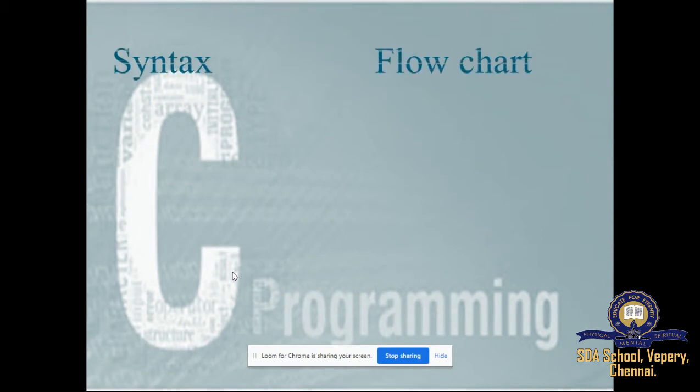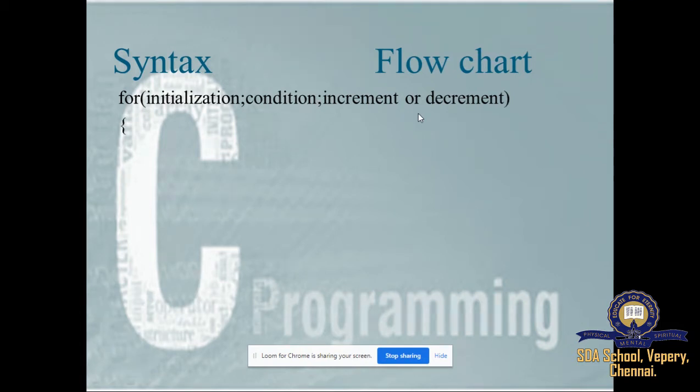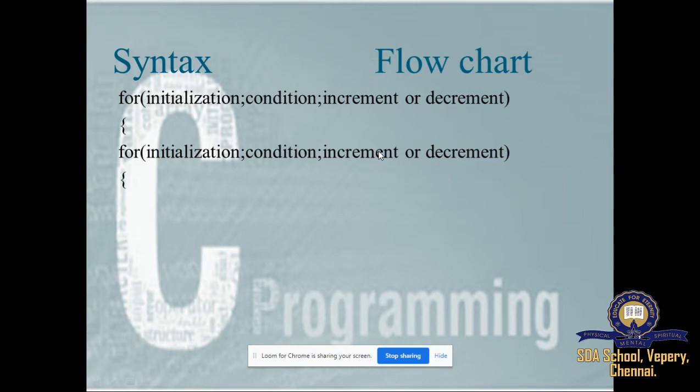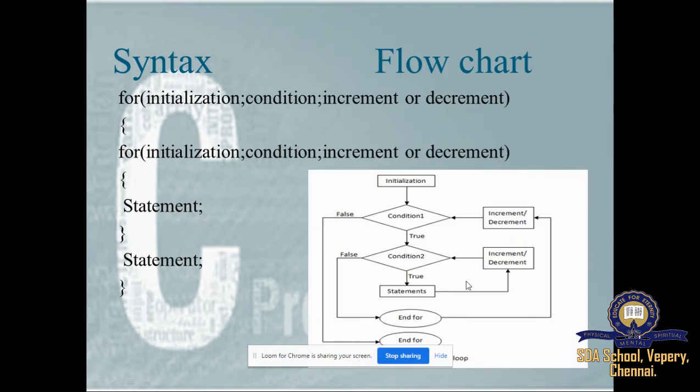So look at the syntax. A for loop has initialization, condition, and increment, decrement. Again, you have another for loop within it. This is your nesting. First, it will be executing this inner for loop's statements. Once this condition is false, it will move on to the first for loop and execute those statements. So this is your flow chart.